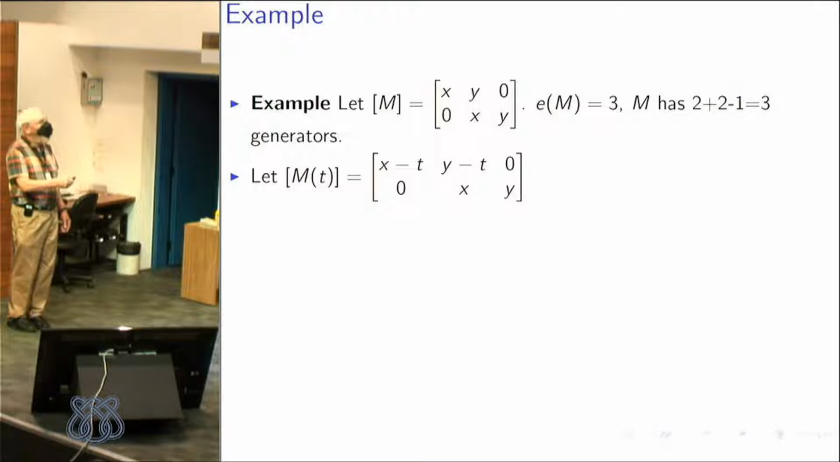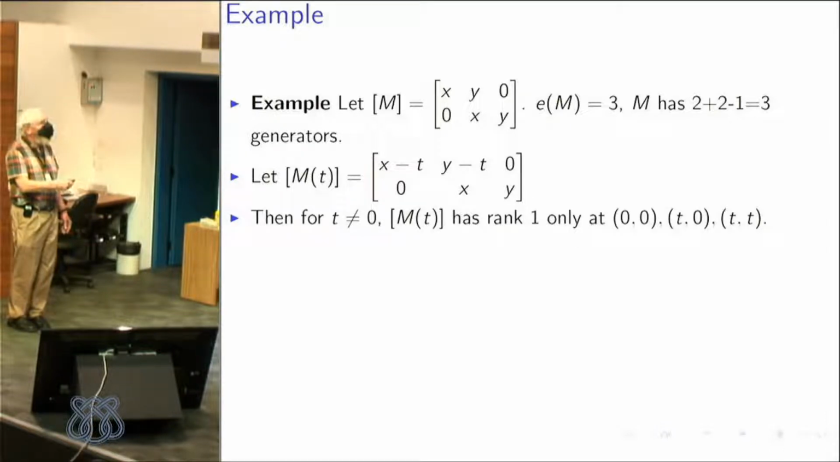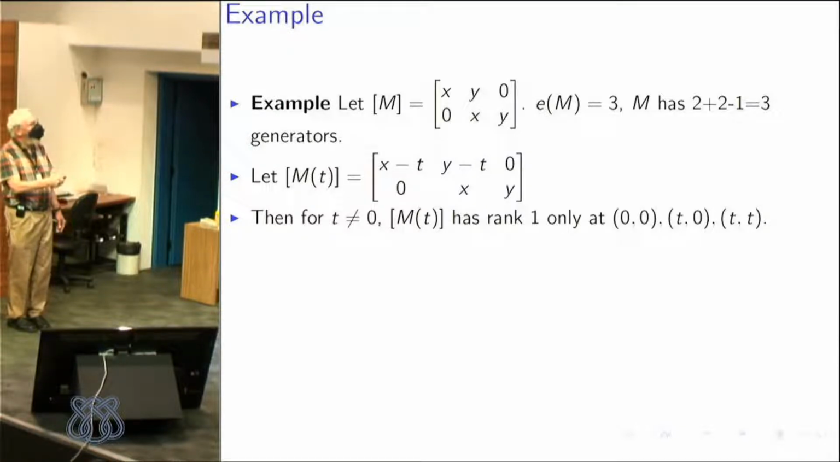So what I'm going to do is deform the entries of M a little bit. And if I do that, we see there are only 3 places where M has rank 1: (0,0), (t,0), and (t,t). Now you can see clearly that (t,t) is one of them because that kills off the first row. And (0,0) is another because that kills off the second row. And (t,0) kills off two elements here. T0 kills off this guy here and this guy here, and so you're just left with a single thing here.